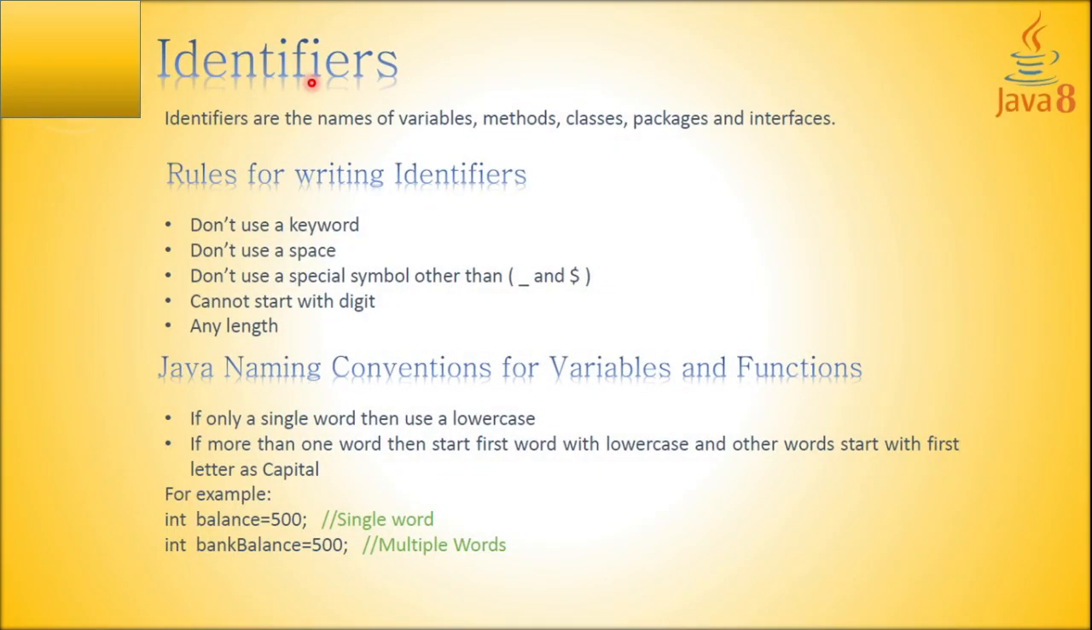Now keywords we have completed, and we have identifiers. What is the meaning of identifier? Identifier means to identify something. Here, the names given for variables, methods, classes, packages, interfaces, etc. are called identifiers. Simply, if you are giving a name to various parts of a Java program, those names are simply called what? Identifiers.